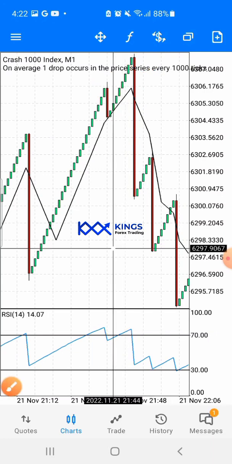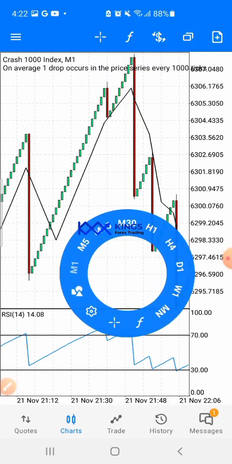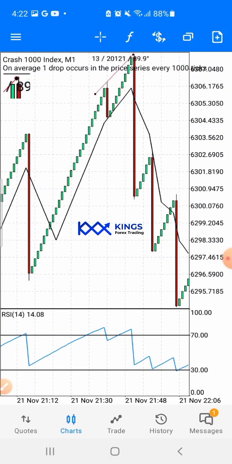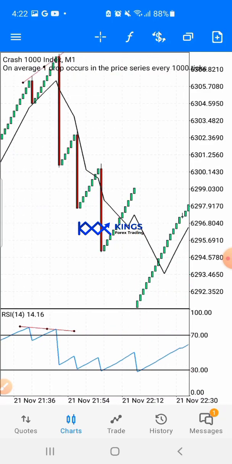Let me draw a line so that you get to understand this well. You mark out this, which is giving us a higher high. Then we mark out the second one, the RSI divergence, which is giving us a lower high instead of a higher high. So once you see this, you make entry and you catch these spikes to the downside.